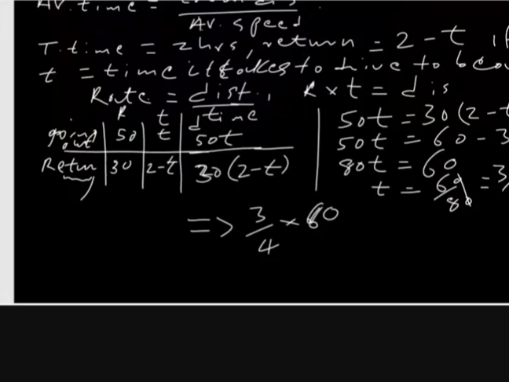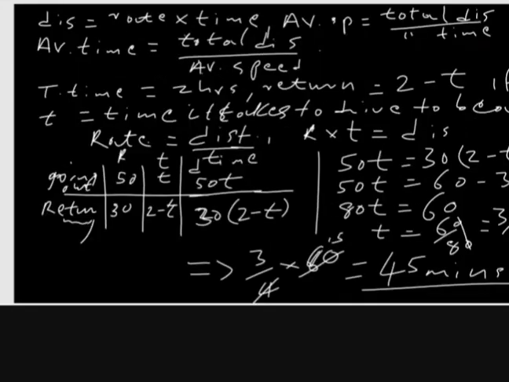So this implies 3 over 4 times 60 minutes. We want to convert it to minutes. So this is 15, and 3 times 15 is 45. So 45 minutes. It takes him 45 minutes to drive from his home to the beach.